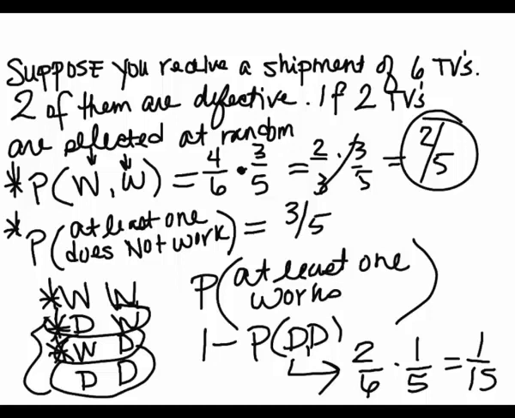But I'm looking for the probability that at least one of them works. And so what I did is just get the complement. I'm doing 1 minus the probability that both of them don't work, which is 1 minus 1/15, which would give me 14/15. And that would be the answer to the probability of at least one of them working.